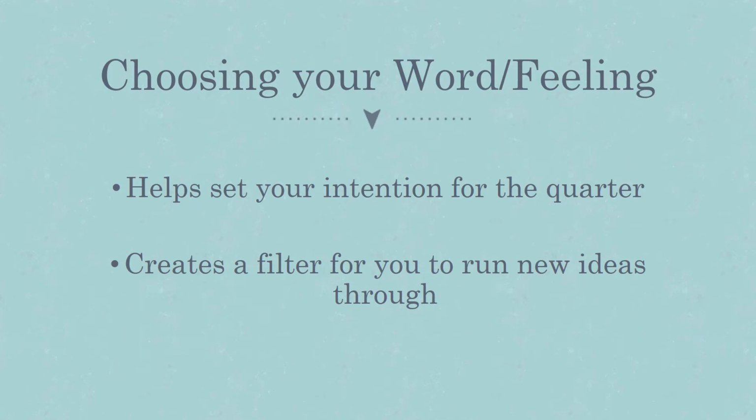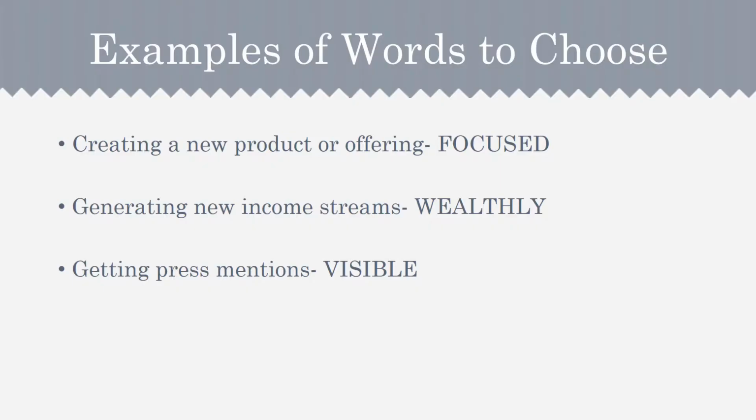If we go to the next one, you can see a couple examples of words to choose. For example, if your goal for the quarter was to create a new product or offering, your word could be focused. That way, anytime you got a new offering or a new opportunity, you could say, okay, am I being focused like I intended to be? And how does this fit in with everything? If it doesn't, then maybe you move it to quarter 2 or quarter 3.